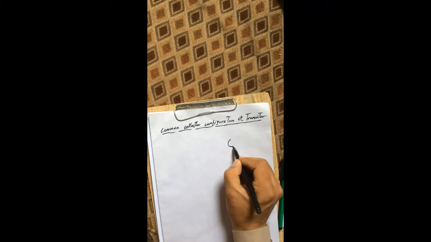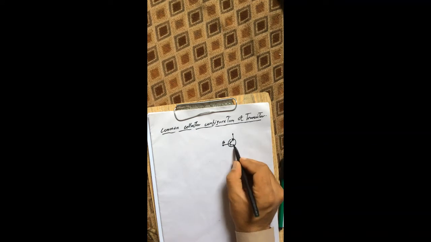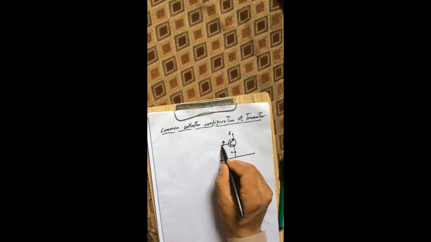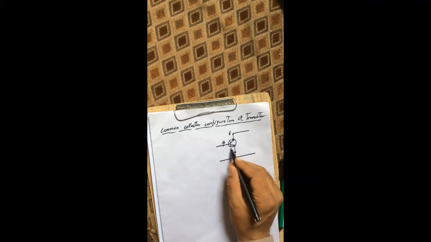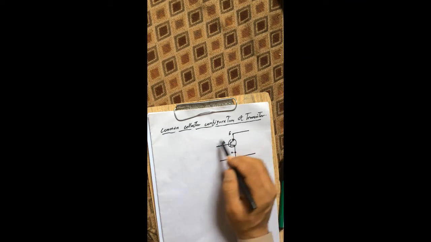Okay guys, next we have the common collector configuration of a transistor. First I will draw a transistor. Here, this is the base, this is the emitter, and this is the collector. In common collector configuration, the collector is common between base and emitter. So this is called common collector configuration of a transistor.